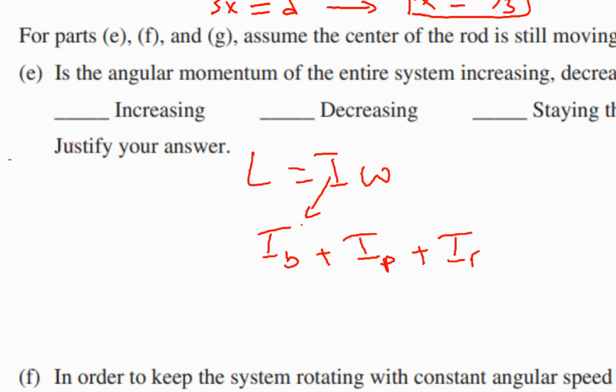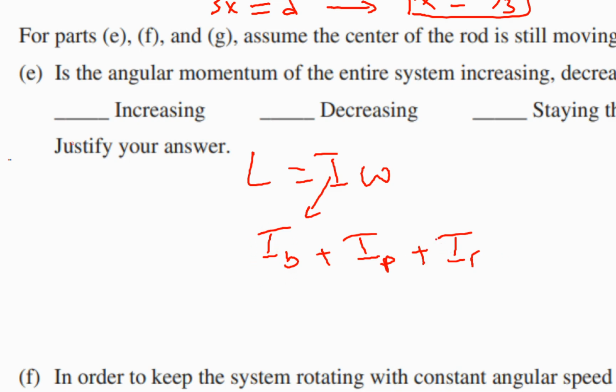Now the rotational inertia of the block is decreasing because the block is coming closer to the center. We know that inertia is about mass distribution, and because the block is coming closer to the center, this I of the block would decrease.